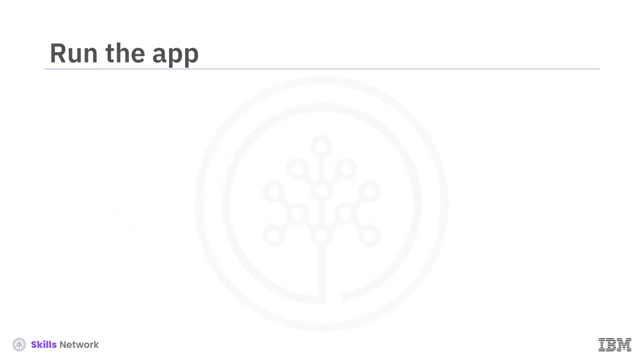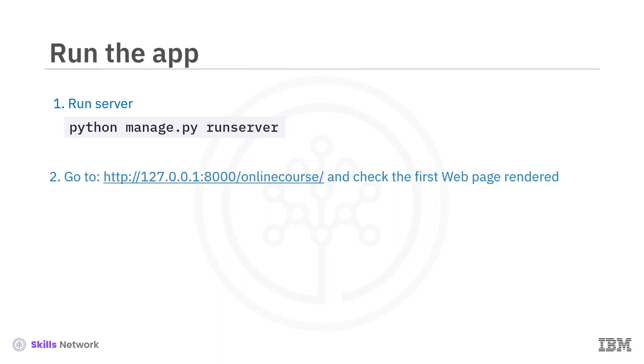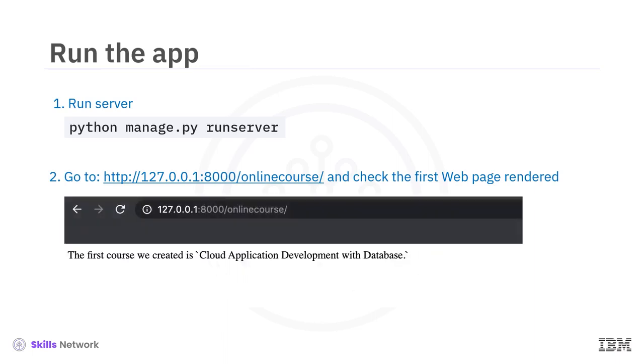Let's check the result. First, we call the python manage.py runserver command line, which will start a development server locally on 127.0.0.1 with default port 8000 for us to host the Django project and app we just created. Once the server starts, we go to the root URL of the onlinecourse app. We should see a web page displaying the sentence, "The first course we created is Cloud Application Development with Database." This simple HTML file is generated by the course_list view function we created earlier.